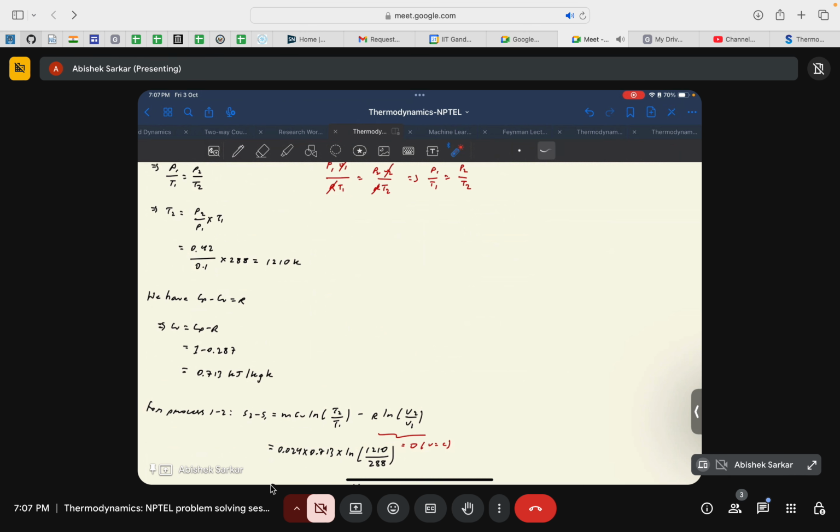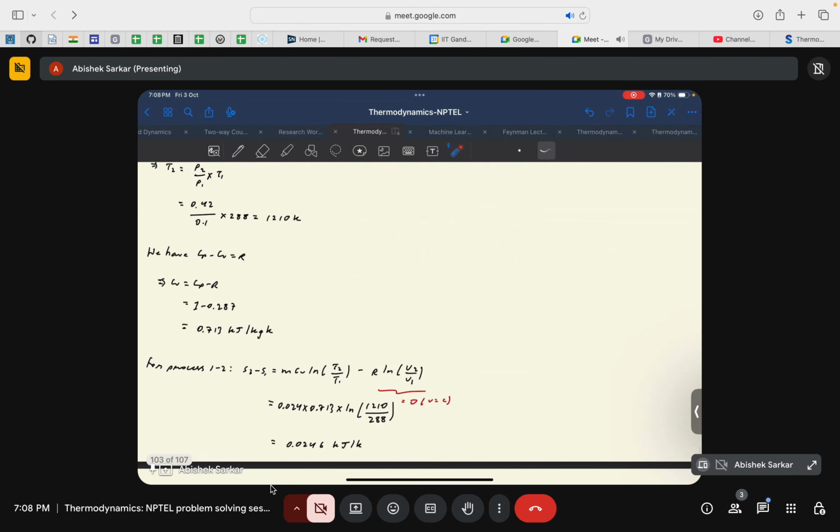So since we are doing a constant volume process, the specific heat at constant volume would be an important parameter for us to consider. So we have to find Cv. So Cv would be Cp minus R from this relation, and Cp in the question they have asked us to take to be equal to 1. So from that we will get Cv as 0.713 kilojoule per kg Kelvin.